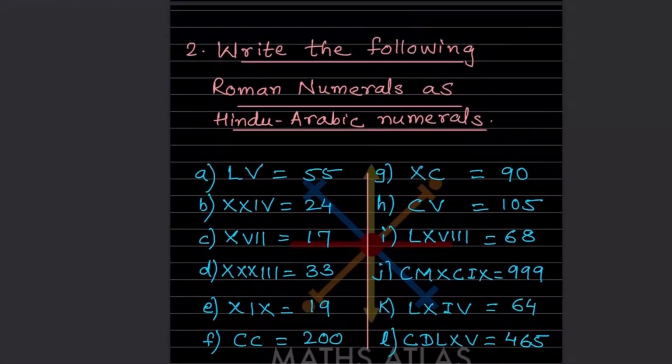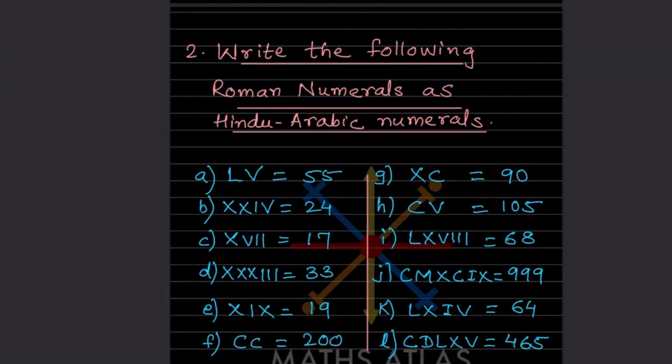Now let us see what they say here. Write the following Roman numerals as Hindu Arabic numerals. So now these are the Roman numbers given, and you know this is 50 and this is 5, so you write 55. This is 20 and this is 4, so you write 24. Then 10 and 7, that will be 17. 30 and this 3, that will be 33. Then 10 and this 9, that is going to be 19.